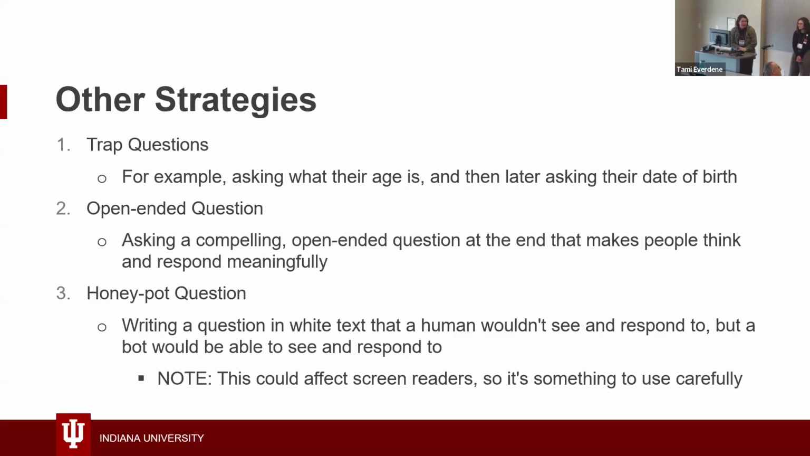These are just other strategies we have heard or that we are looking into. So one is a trap question, which is at the first part of the survey, you could ask their date of birth and then later ask them how old they are. Those should obviously match up. If they don't, something's wrong.